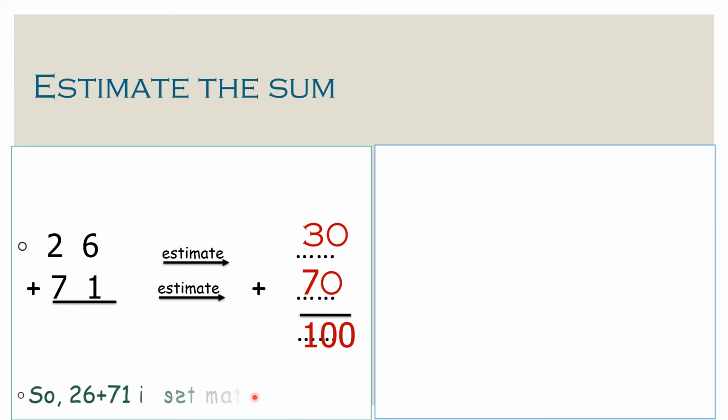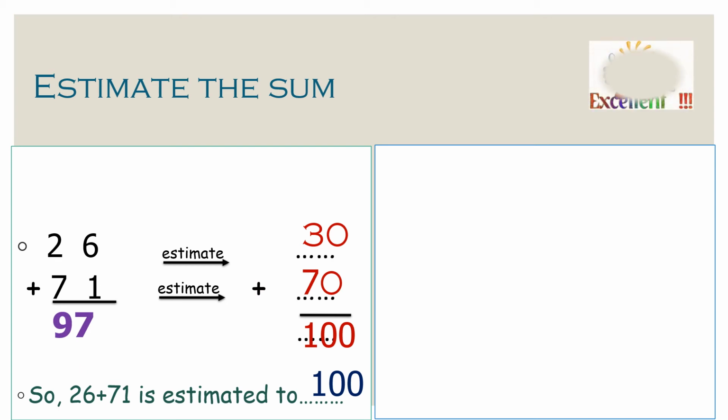This is the estimated value. So what is the real value? 6 and 1 is 7. 2 and 7 is what? 9. So it's 97. Isn't 97 close to 100? Yes. Let's see another example and you try to do it by yourself first, and then check your answer. I'm not going to talk now. Now you do it by yourself and then check your answer.